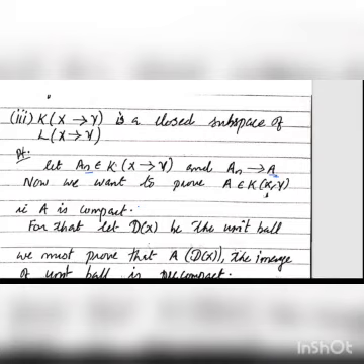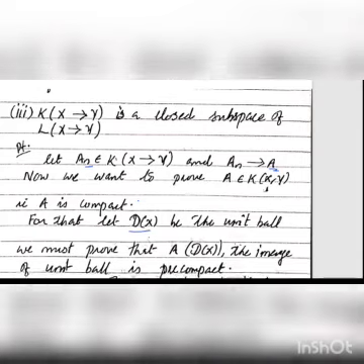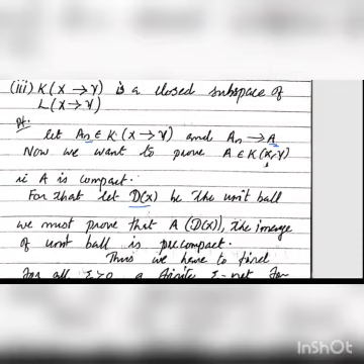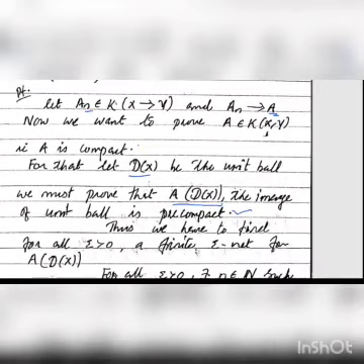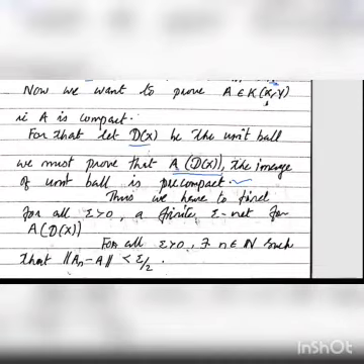For that, let Dx be the unit ball. We must prove that A of Dx, the image of the unit ball, is pre-compact. This we have already proved. It means that if this is the condition, then operator A is compact, right? Thus, we have to find, for all epsilon, what do we want to prove? We can talk in terms of epsilon nets. We want to prove that there exists a finite epsilon net for A of Dx.